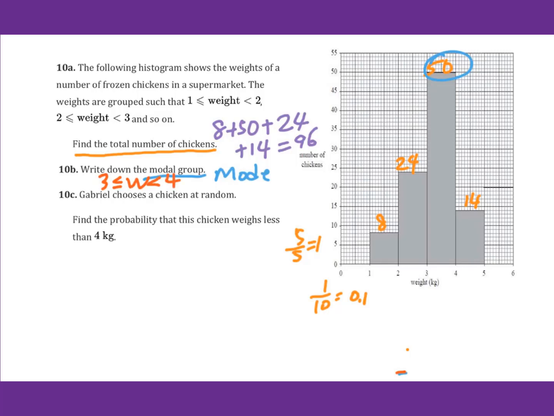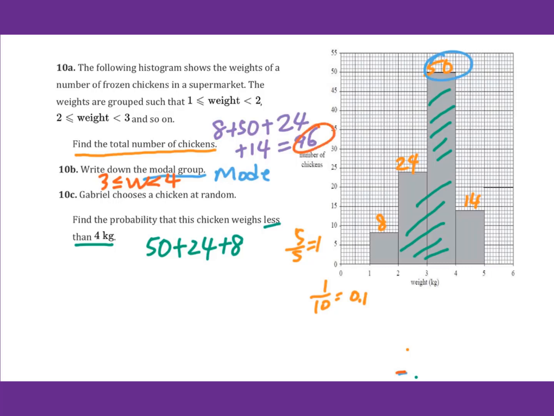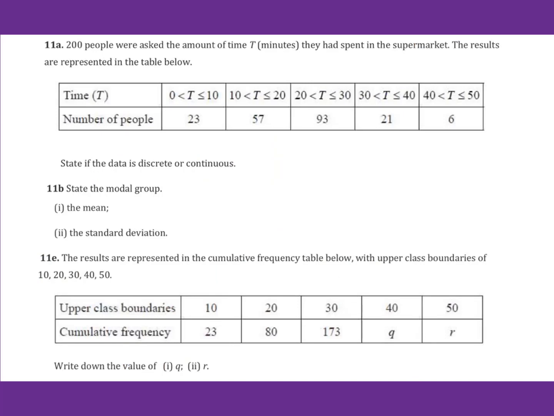For 10C, Gabriel chooses a chicken at random. Find the probability that this chicken weighs less than 4 kilograms. Less than 4 means all this part. So we add 50 plus 24 plus 8. Altogether, we know that's 96, so divided by 96. Then you put it into a calculator, you will get 0.854.